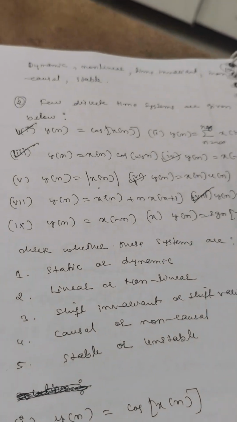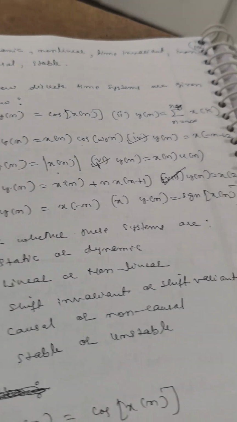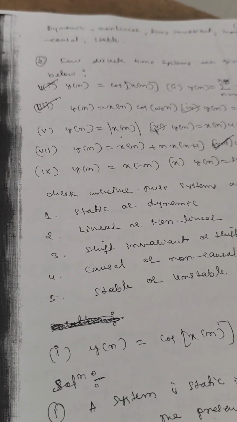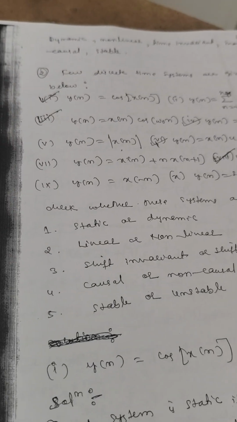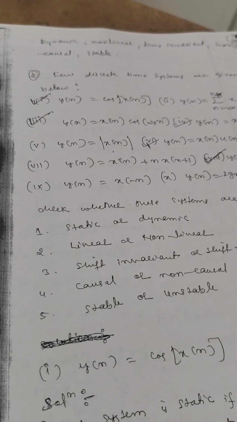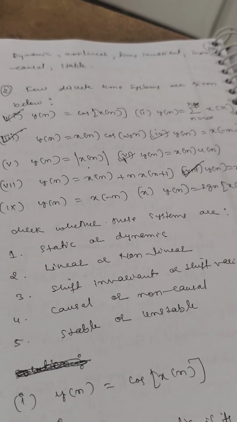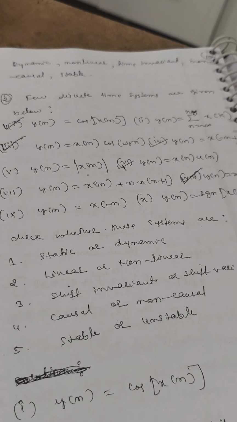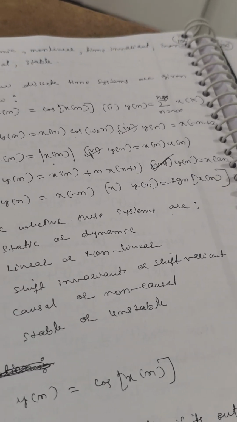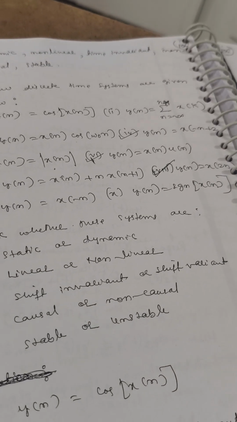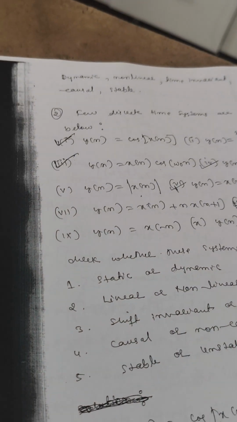My dear students, today we will discuss a few more problems related to finding out whether the following discrete time systems are static or dynamic, linear or non-linear, shift invariant or shift variant, causal or non-causal, and stable or non-stable.